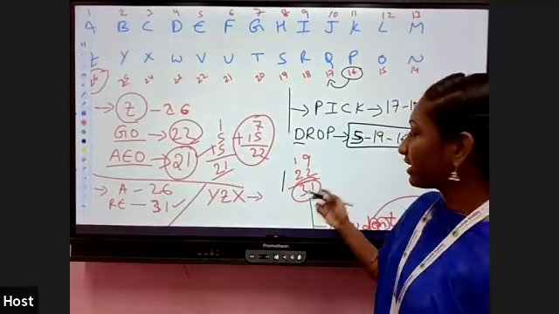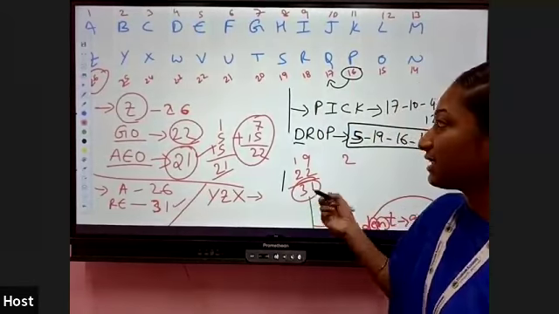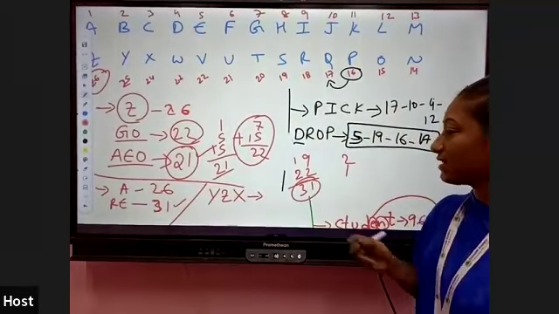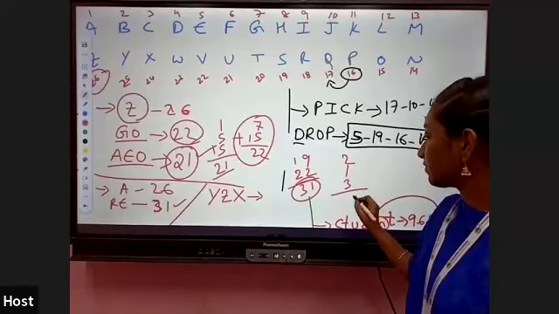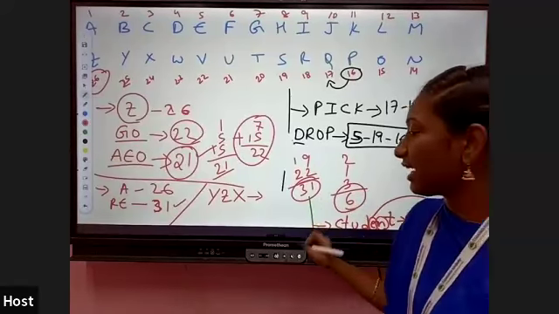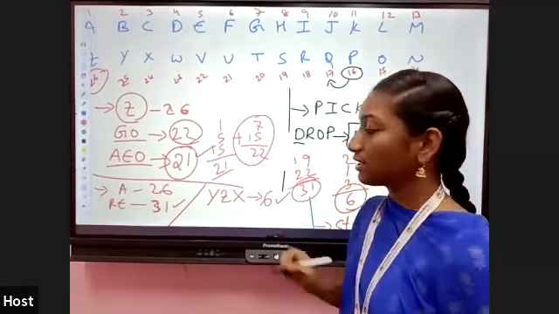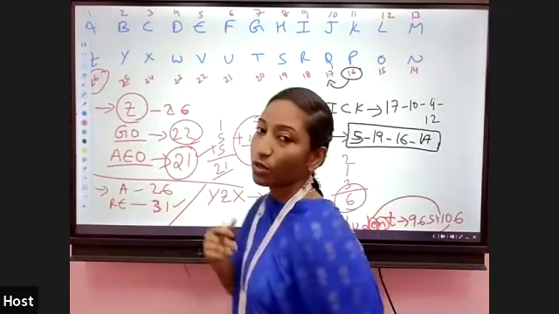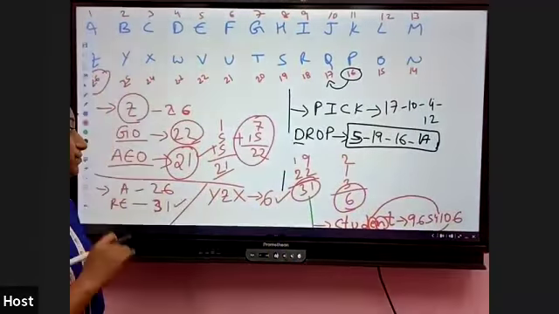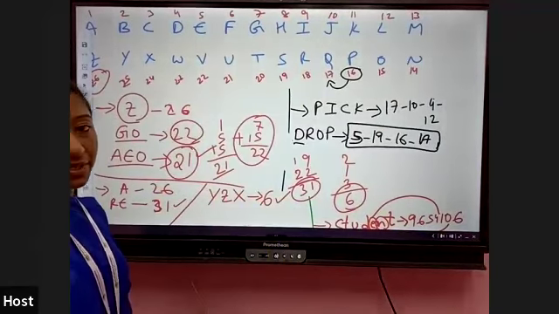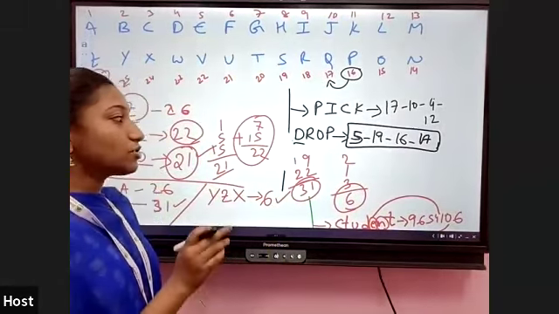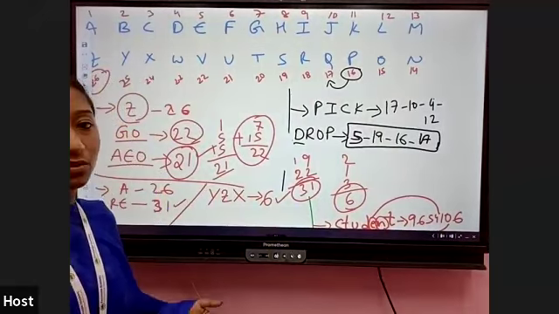So we should find the value of YZX. The opposite letter of Y is B. B value 2. Z is A, value 1. X is C, value 3. The value of YZX is 6. So this is the opposite numbers addition. So they may give subtraction or multiplication also. So these are the models from the number coding.